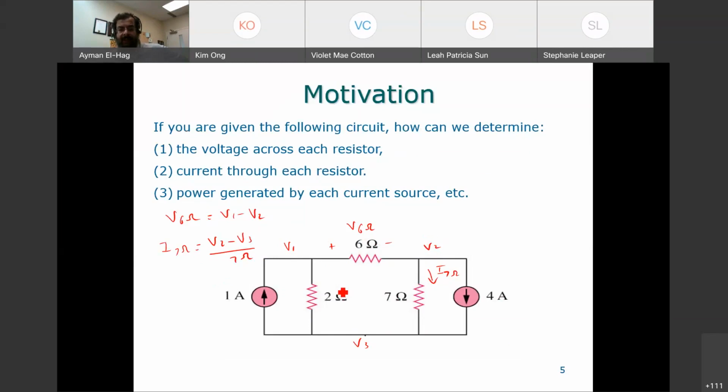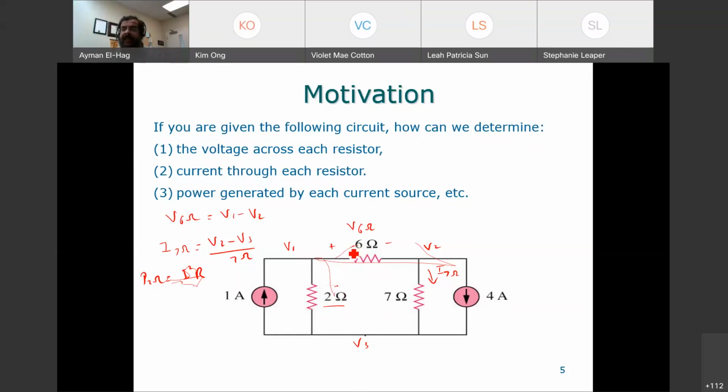What if I want to find the power dissipated in the 2 ohm? The power in the 2 ohm is equal to I squared times R. I know I. What is I? I is nothing but V1 minus V3 over 2, and this is your current, and then I squared R, you will get the power.